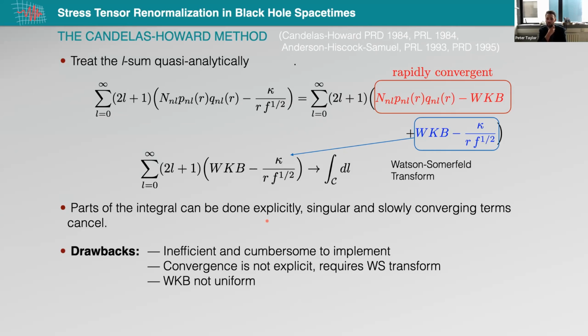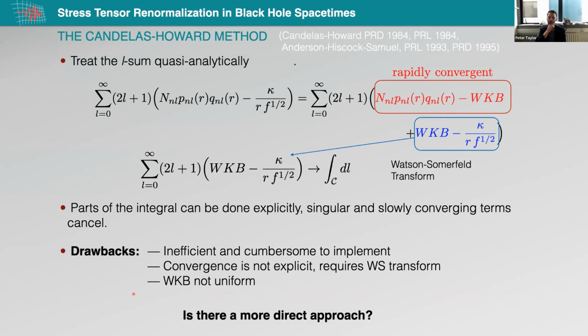Even though it is quite ingenious, it has some real obvious drawbacks. So it's quite inefficient and cumbersome to implement. The convergence, as we saw on the previous slide, is not even explicit, because you don't have this complete mode by mode subtraction. You actually have to do quite a lot of work, and you really have to use the Watson-Sommerfeld transform and convert these things to integrals in the complex plane to actually see that the object actually is convergent. And one of its more serious drawbacks is that it relies crucially on the WKB approximation, which is not uniform. And by that, I mean that as you get closer to the horizon, which is often the place where you're really interested in anyway, you need more and more modes in order to see the convergence. So the convergence properties get worse as we approach the black hole horizon. So that's kind of also a problem.